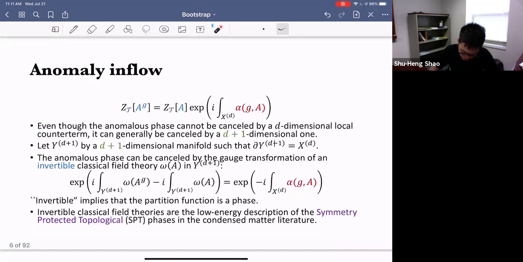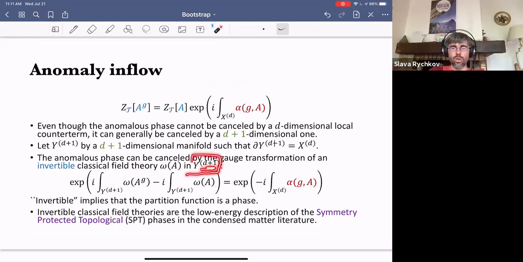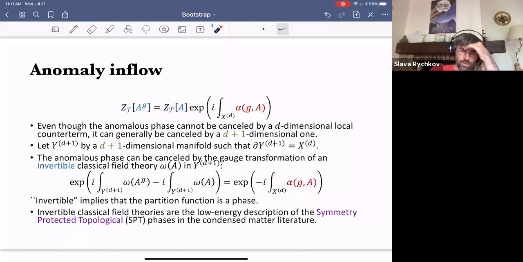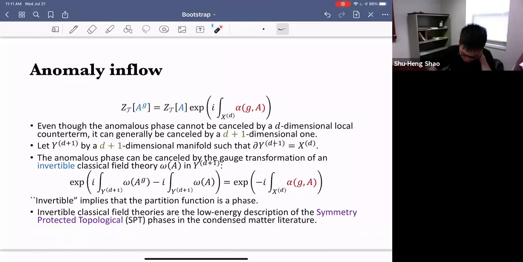For a general anomaly, this anomalous phase can be canceled by the anomalous gauge transformation of this invertible classical field theory. If the (d+1)-dimensional manifold is closed, without boundary, is it also implied that this omega of A has to be a local function of A or not necessarily? It's a local functional of A. Okay, and when you say it's a phase, do you impose a restriction that it has to be a real local function of A, or is this not important? It's important, yeah. For it to be a phase, this has to be real. Yes. Okay.